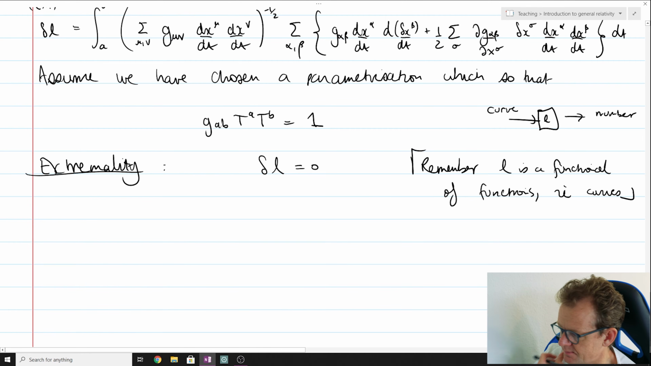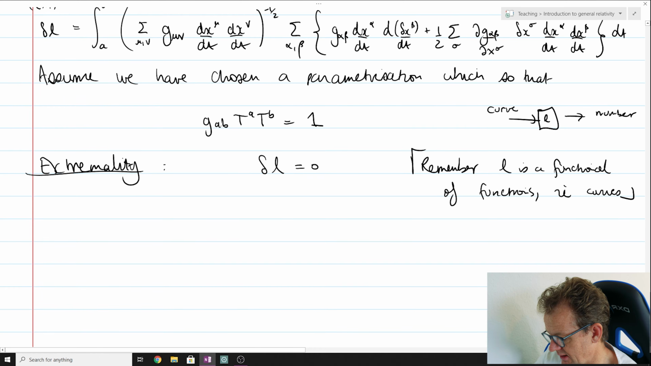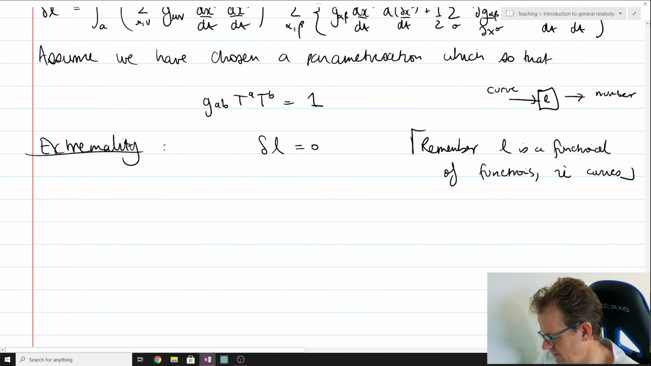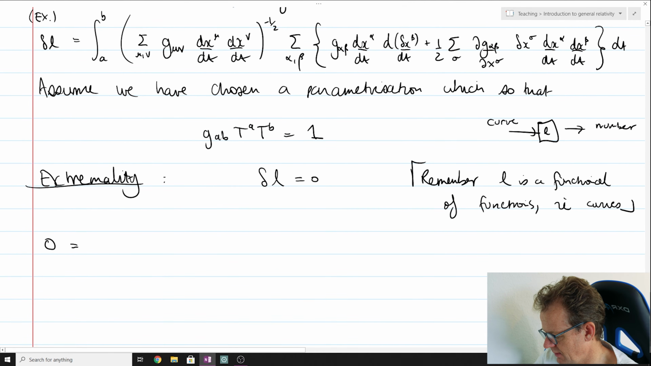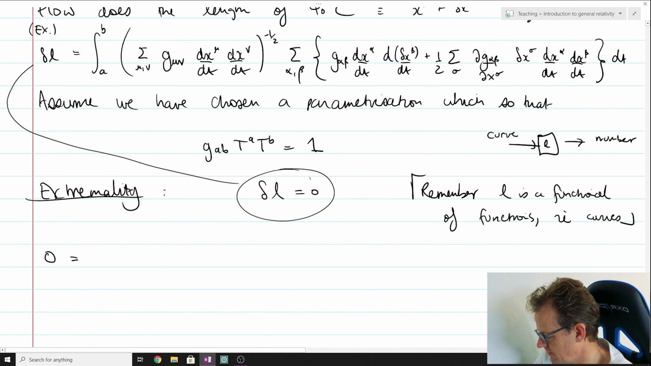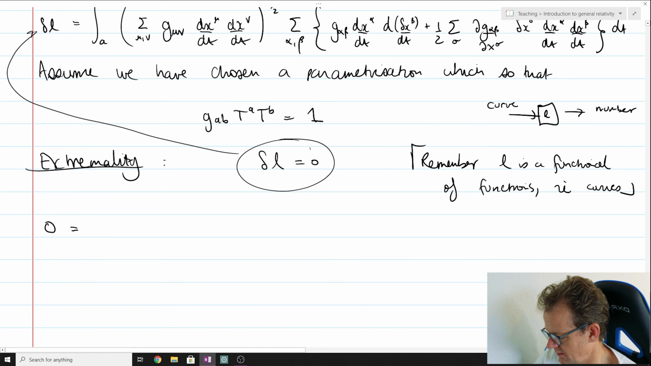And of course, we're going to discover that for geodesics this is the case. But we're going to do it sort of backwards. We're going to say, let's just impose extremality. Let's suppose that dL is 0. Then when we make this supposition, we set the left-hand side of the change in the length to 0. But that expression then leads us to the following equation that must be satisfied by the curve.